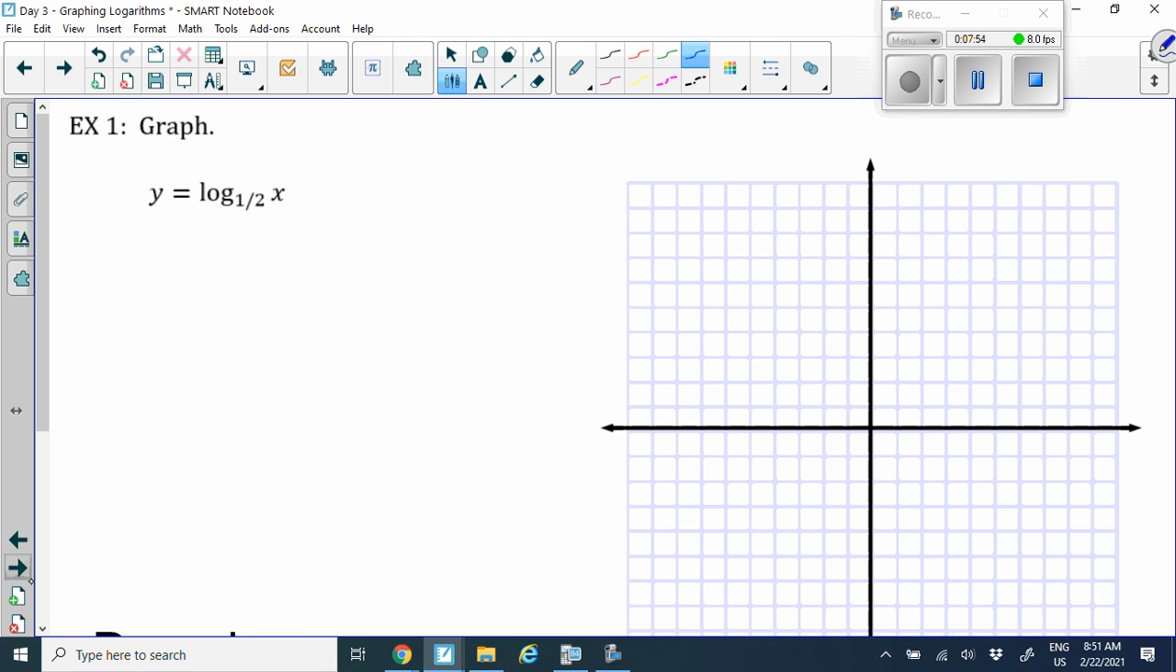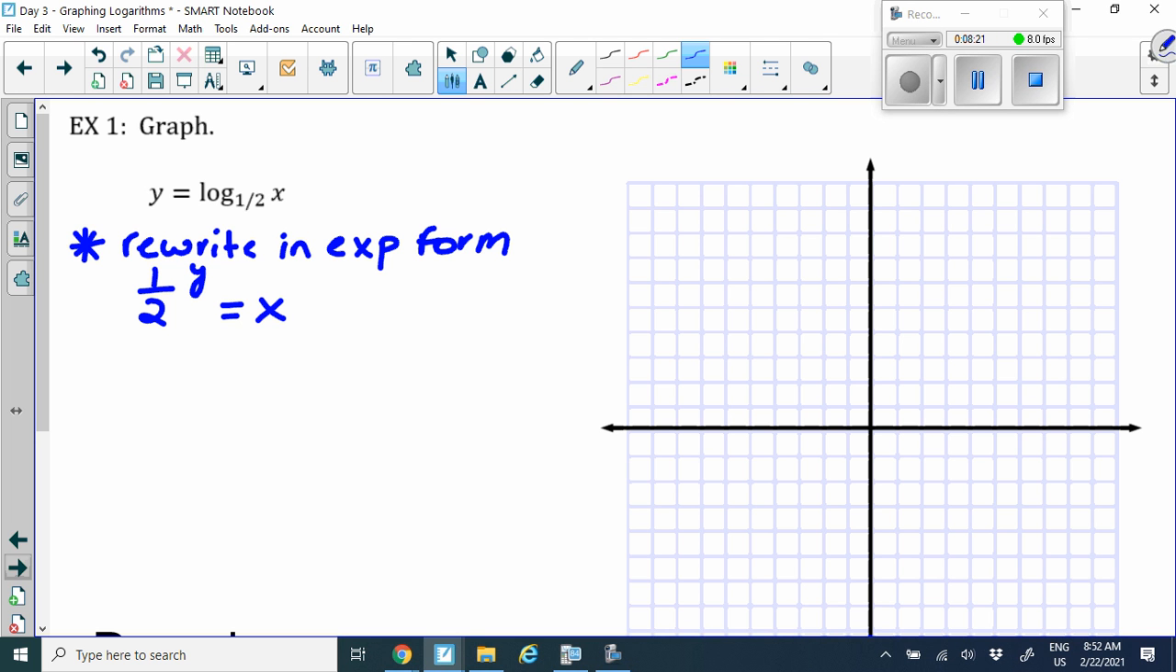So we're going to graph y equals log base 1/2 of x. Okay, the first thing we need to do is rewrite in exponential form. Okay, 1/2 is going to be the base. We do not want that to be set to x, okay? The reason being is that then we'll be graphing an exponential and not a logarithm. So we have to have 1/2 to the y power equals x. Every single time you graph a log, it should always be the base to the y, okay, to the y.